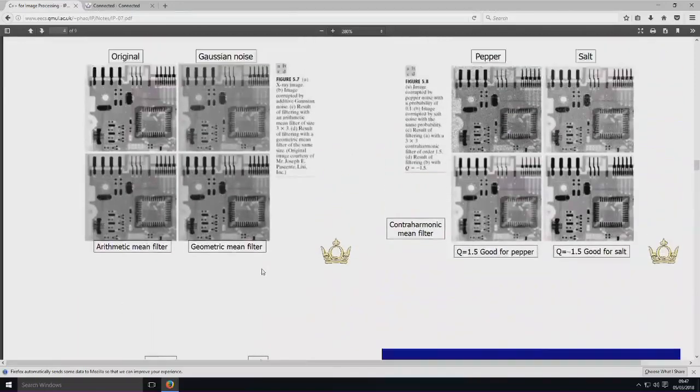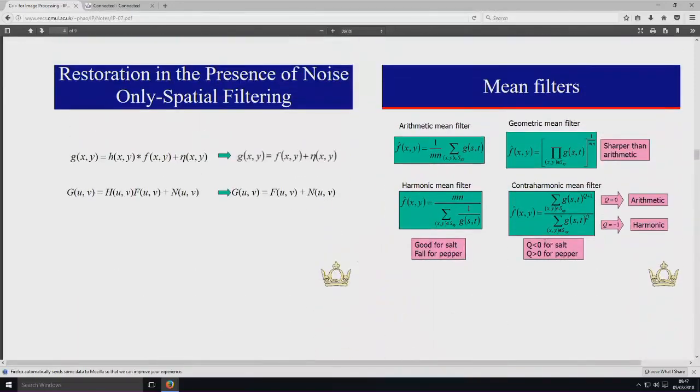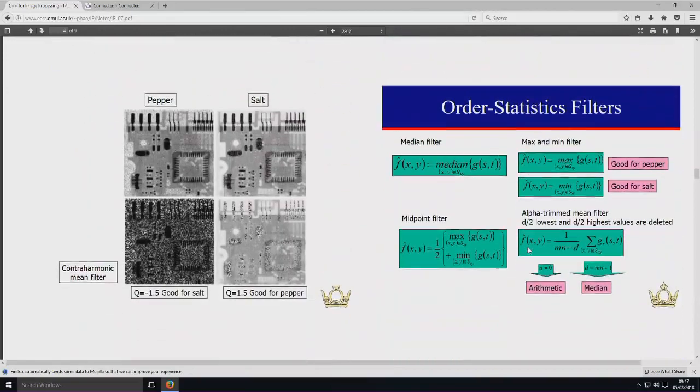Okay, these are some filters in mathematics, and we also talked about order statistic filters. We normally have mean filters, max filters, midpoint filters, and also we can have the alpha-trimmed mean filter. After sorting, we remove some lowest values and highest values, keep the values in the middle, and find the average. So it's a generalization of the median filter.